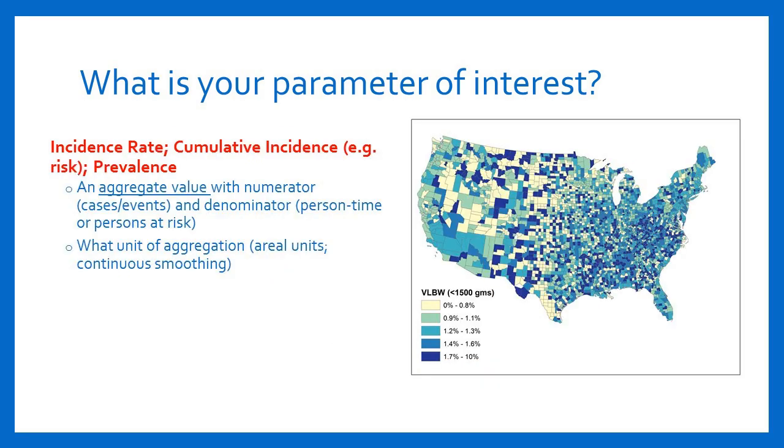More typically, what I think we have in maternal and child health are parameters like this. There's some sort of an aggregate. So we've got a numerator, cases or events, and a denominator, person-time or persons at risk. And we're producing something like an incidence rate or a cumulative incidence or a prevalence, and then we're mapping that. That means that we're inherently applying some kind of areal unit, a polygon, a catchment area at which we're aggregating. So that's a parameter.